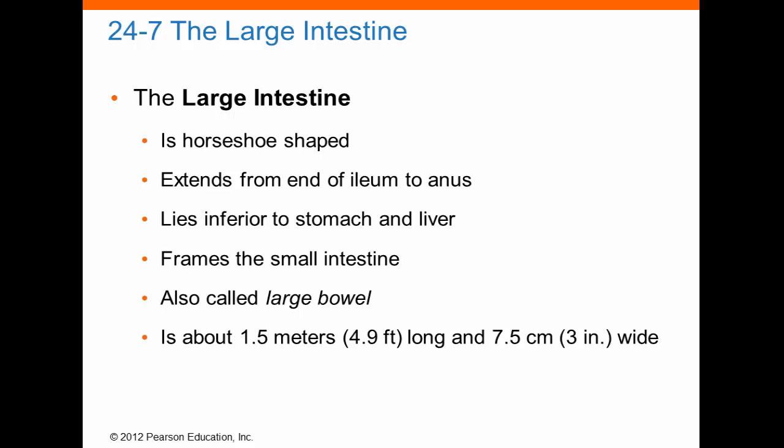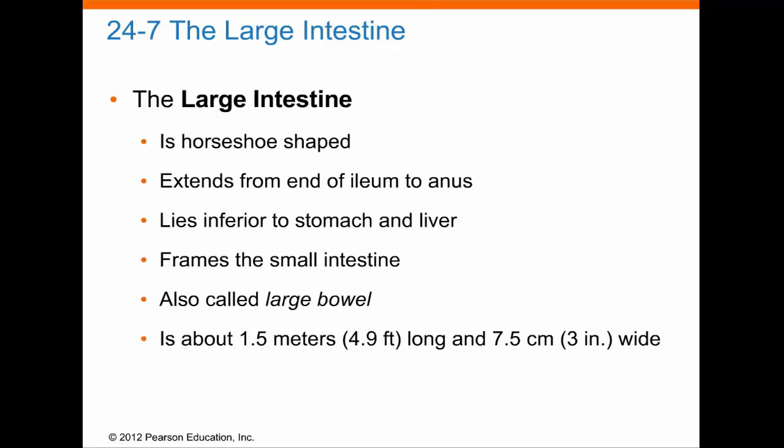So the large intestine, as you've seen from the models in the classroom, is horseshoe shaped and extends from the end of the ileum to the anus. It lies inferior, so underneath the stomach and the liver, and it frames the outside of the small intestine. It's also called the large bowel. There's about 1.5 meters of it, and it's about 3 inches or 7.5 centimeters wide.